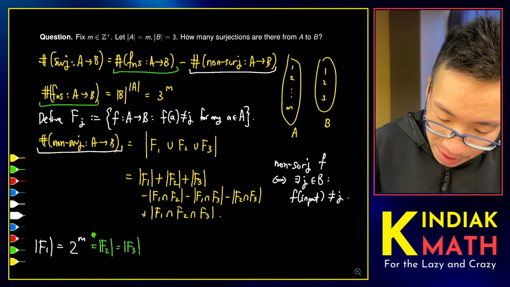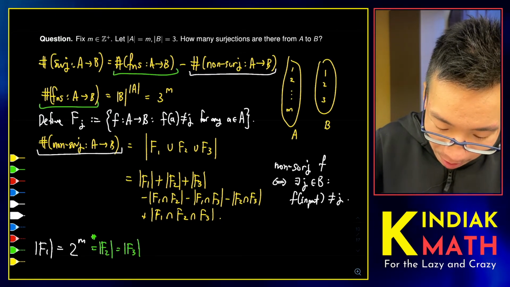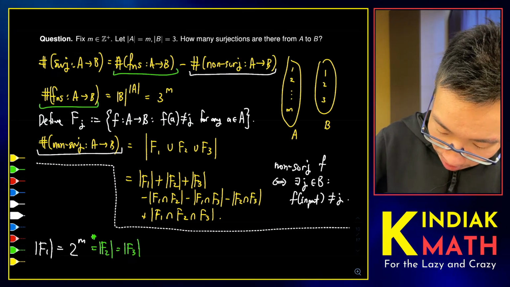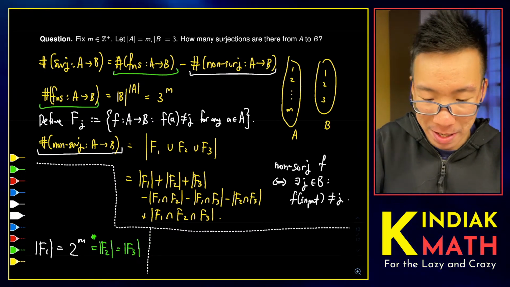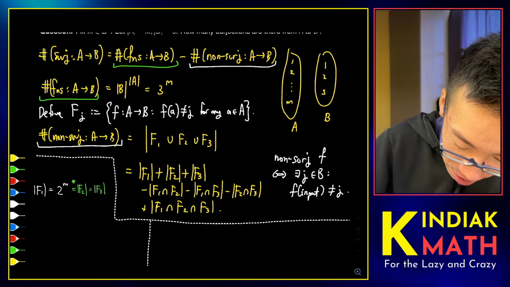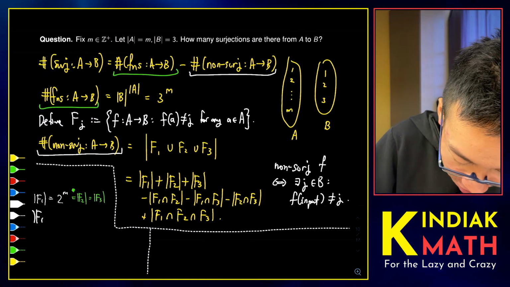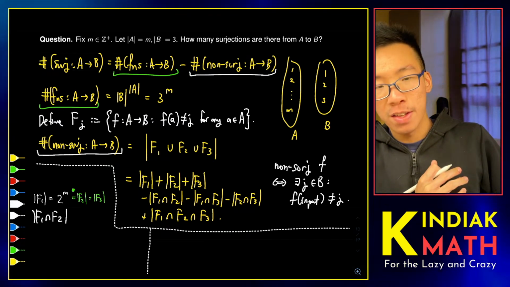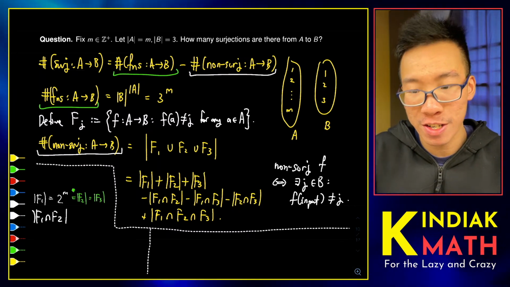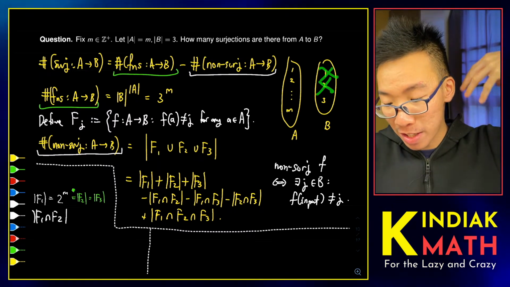But now here's the slightly more interesting bit. We want to count F1 intersect F2. Let me see if we can shrink things around to get enough space. There we go. Now we're going to count the number of functions in F1 intersect F2. What that means is that you want the functions that do not hit 1 and do not hit 2. This time you want to make sure it doesn't hit both.